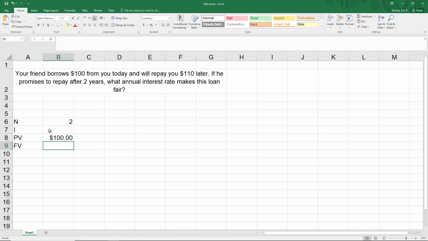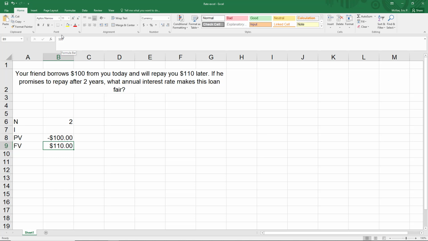That's the 110. Now I'm going to go back and change 100 to be negative. The reason I do that is because the Excel function assumes that we're going to find the interest rate from someone's perspective. And the Excel function simply will not work if you give it the present value and future value the wrong signs. In this case, they need to have opposite signs. So one positive, one negative.